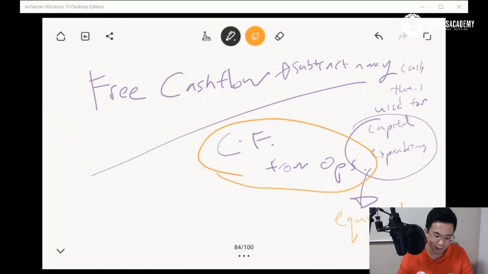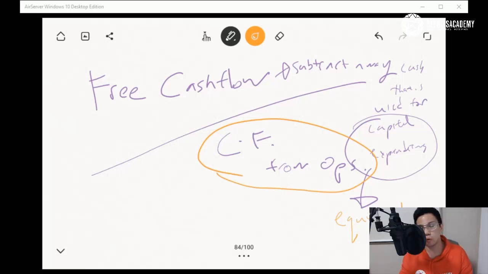The idea of free cash flow means money that you can use straight, that you can use as of now. That's why it subtracts away the money that was used to buy the capital equipment. Whereas cash flow from operations includes that amount of money that you used for capital expenditure. Now, what is the difference here?